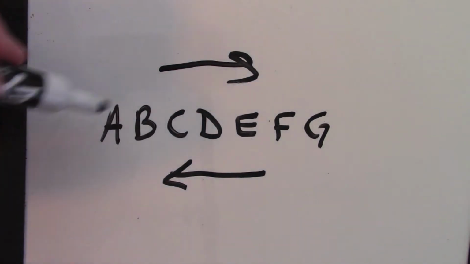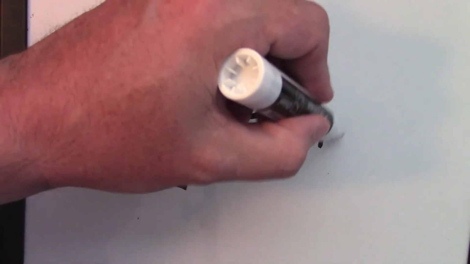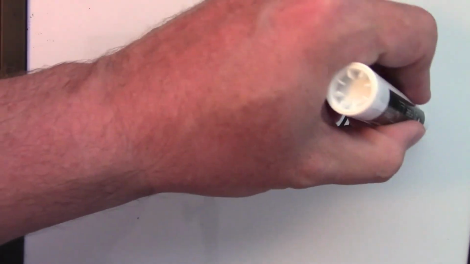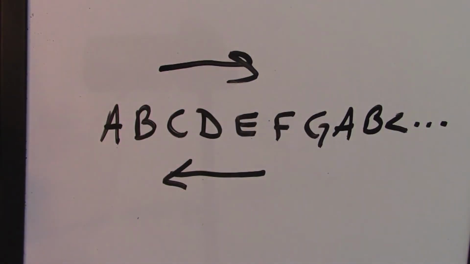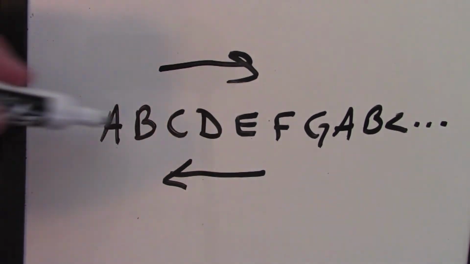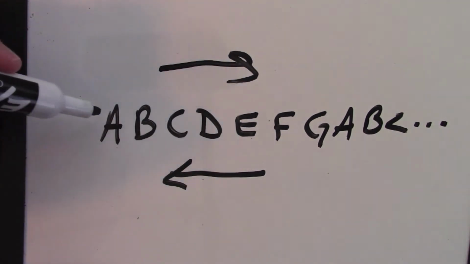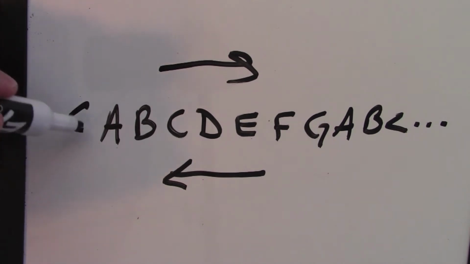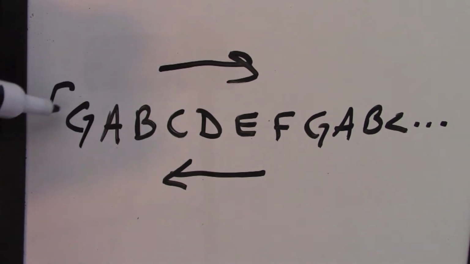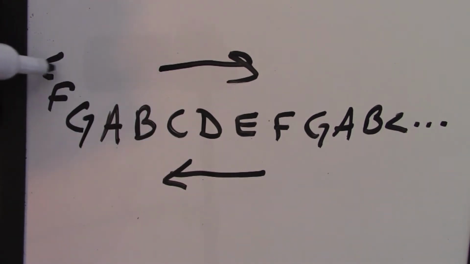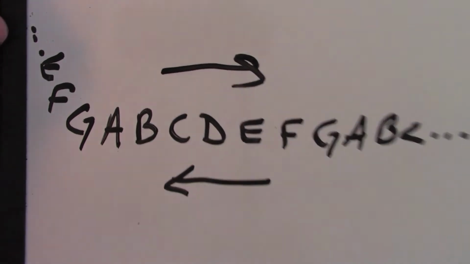And this just keeps repeating. So we have E, F, G. After G will be another A, B, C, going on forever. Same thing going backwards. Going backwards, we have C and B and A. And so the next letter there will be G going backwards, then F, then E, etc. Okay? A to G, those are the letter names.